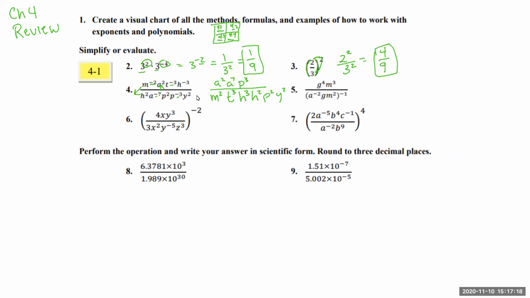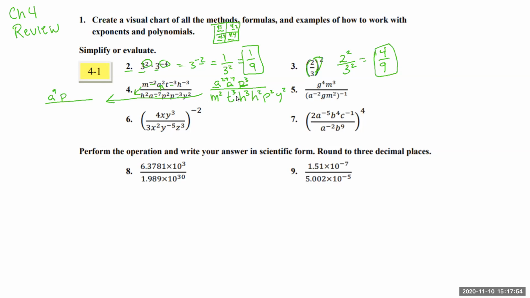Okay, so then if we want to simplify it, we're going to find like bases. I'm going to start with the a's on top. To do this, it's going to be kind of like number 2, where we add the exponents together. So our first term is going to be a^9. And then let's go to the p's. There's p^2 on the bottom and p^3 on top. When we're dividing, we just minus those exponents. So 3 minus 2 is just going to be 1. So we're just going to have 1p up there.